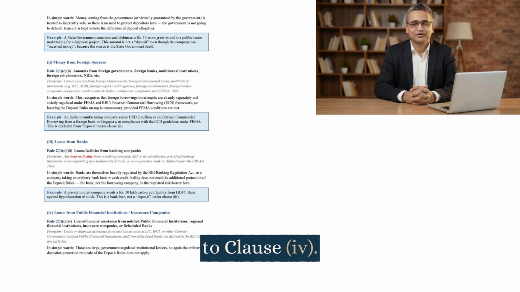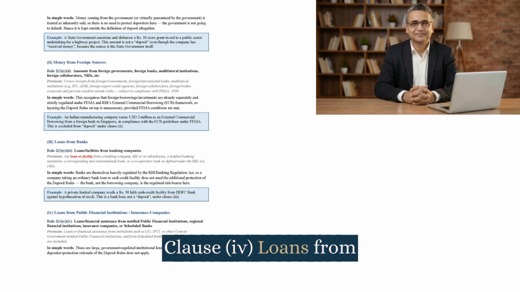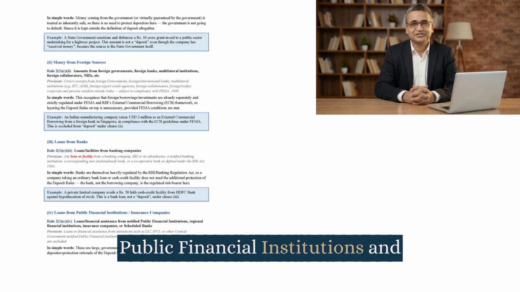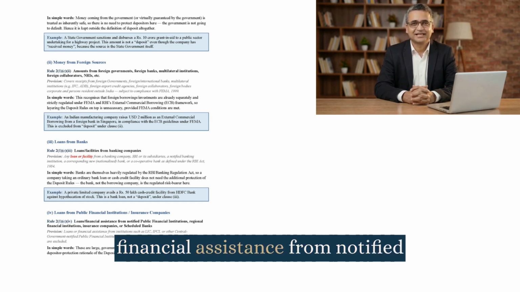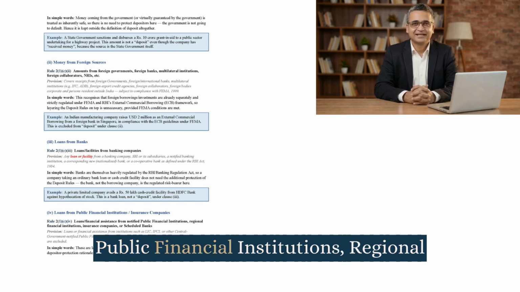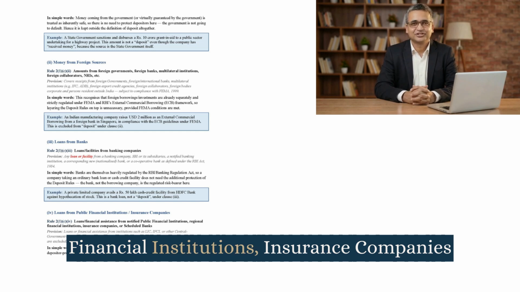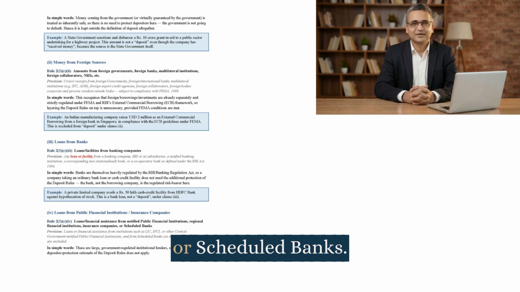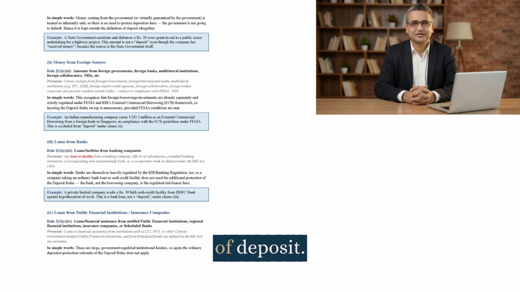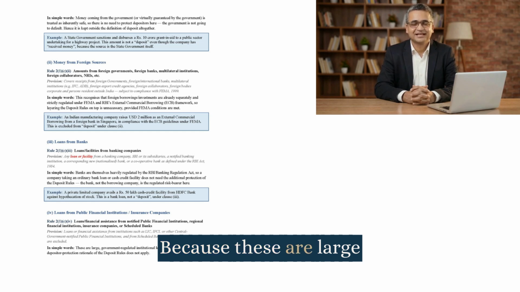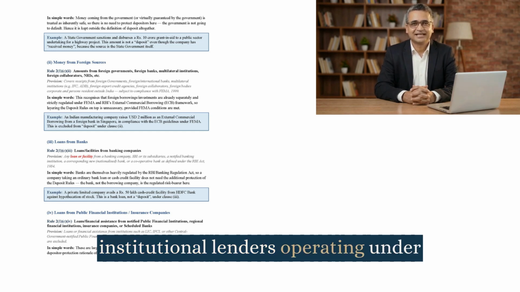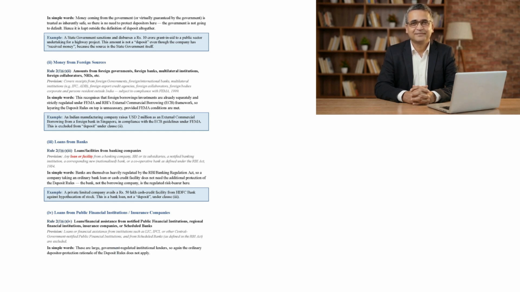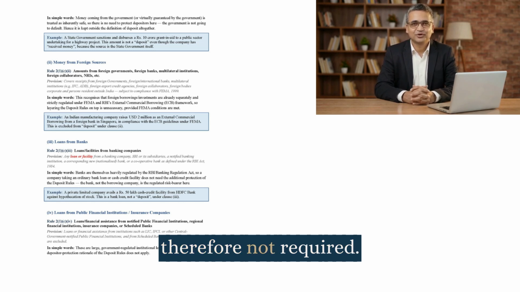Now let us move to Clause 4. Clause 4. Loans from public financial institutions and insurance companies. A company may receive loans or financial assistance from notified public financial institutions, regional financial institutions, insurance companies, or scheduled banks. Such receipts are also excluded from the definition of deposit. Why? Because these are large institutional lenders operating under separate regulatory frameworks. The ordinary depositor protection under Chapter 5 is therefore not required.